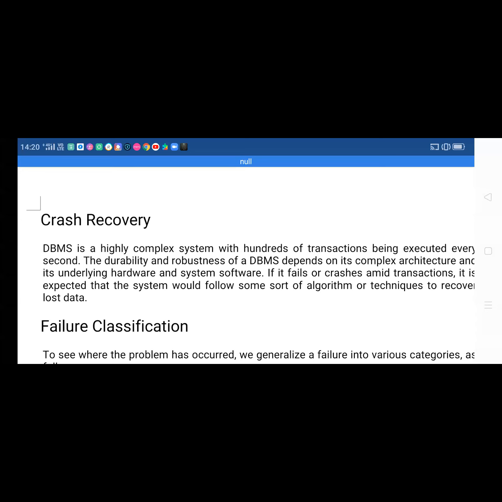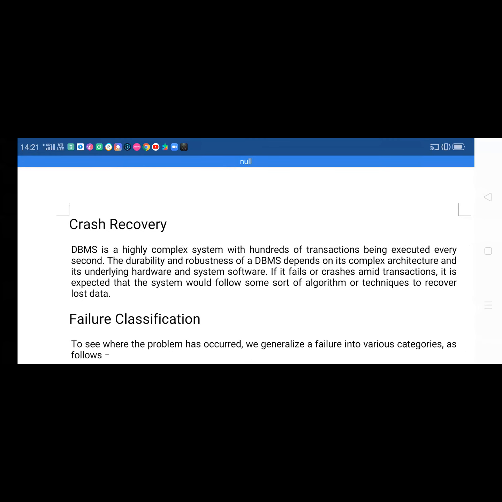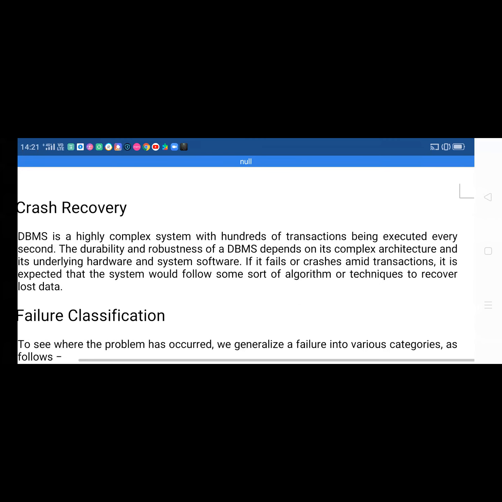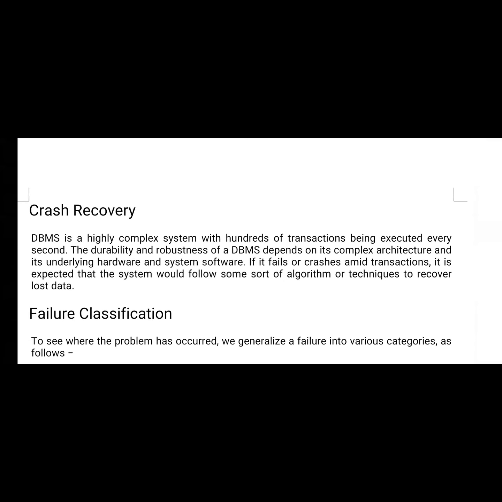A DBMS is a highly complex system with hundreds of transactions being executed every second. So a number of transactions are executed by the DBMS every second. The durability and robustness of a DBMS depends on its complex architecture and its underlying hardware and system software. So how many transactions the system executes is based upon the capacity of the DBMS, right?